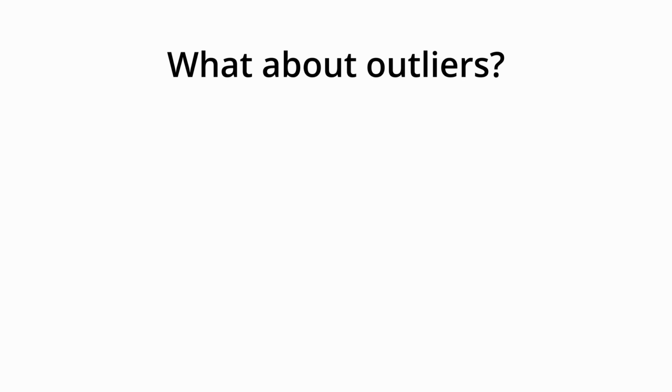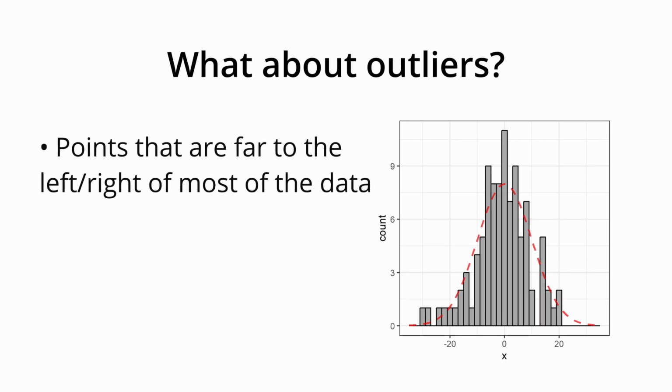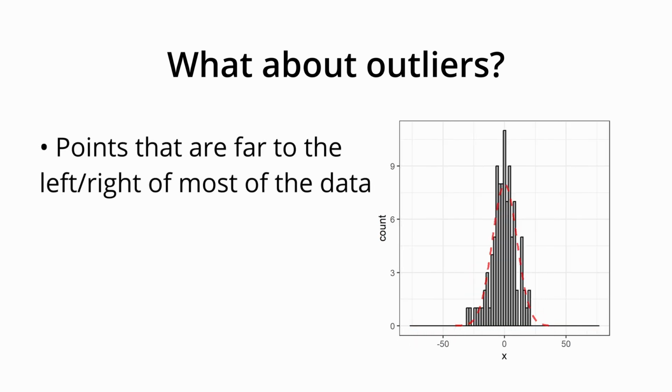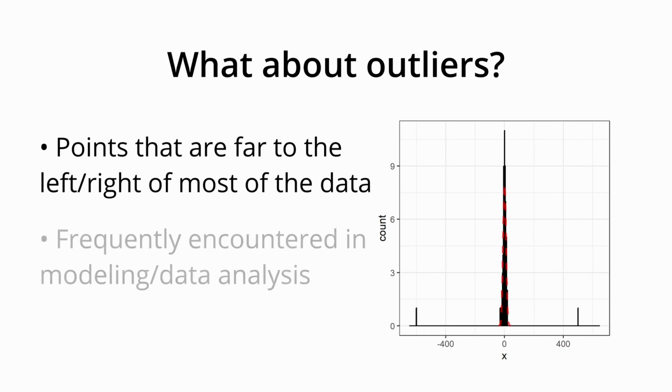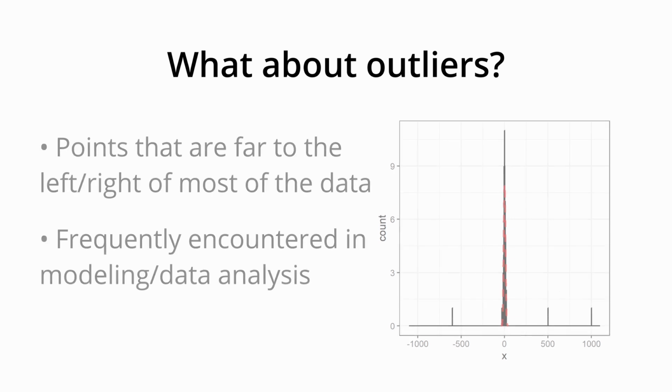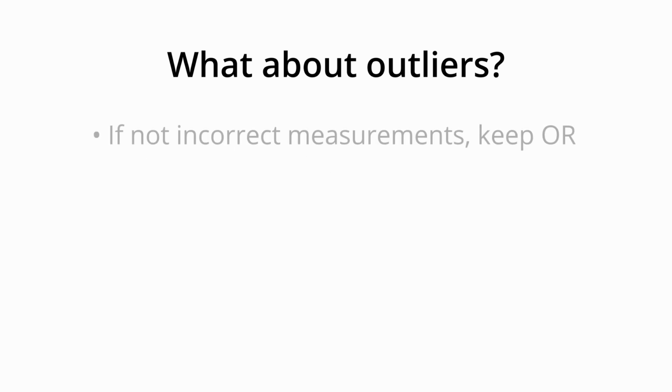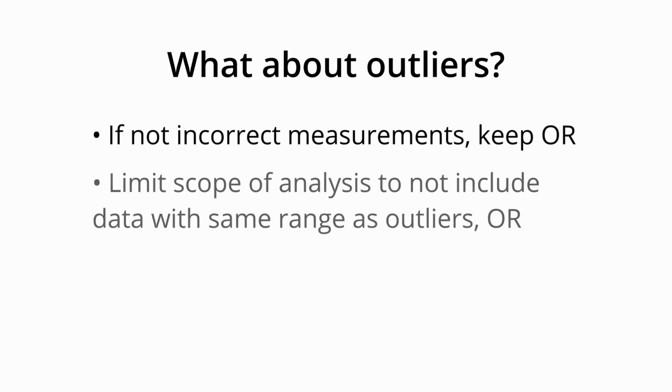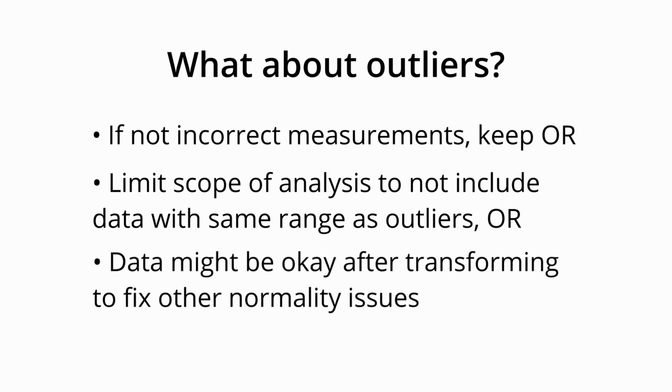Before I proceed, I would like to mention one other common source of non-normality that I will not focus on: outliers. Outliers are a small amount of data that are very far to the left or right of most of the data, and are often encountered in modeling and data analysis in general. The methods of dealing with outliers can get quite specific and are highly context dependent, but as a piece of general advice, unless you think they are incorrect measurements, you should probably keep them or limit the scope of your analysis to not include such data. Or maybe they're more reasonable after the data as a whole has been transformed.